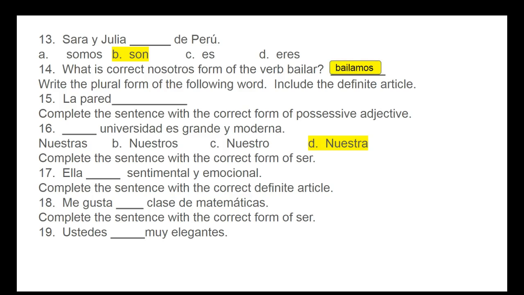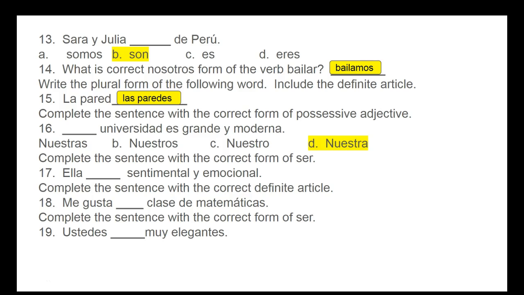Bailamos. Write the plural form of the following word. Include the definite article. Your definite articles are el, la, los, las. La pared, which means wall, changes to las paredes. So remember, if your noun ends in a consonant, then you have to add es to make it plural. Complete the sentence with the correct form of the possessive adjective. So if you were paying attention about 10 questions ago, it would be nuestra universidad, right? Because universidad is femenina, and nuestra means our.